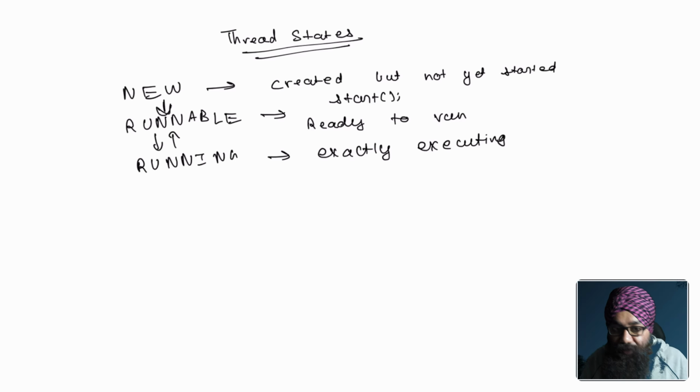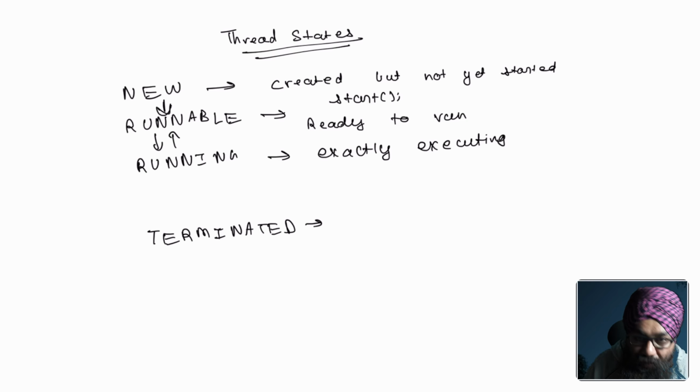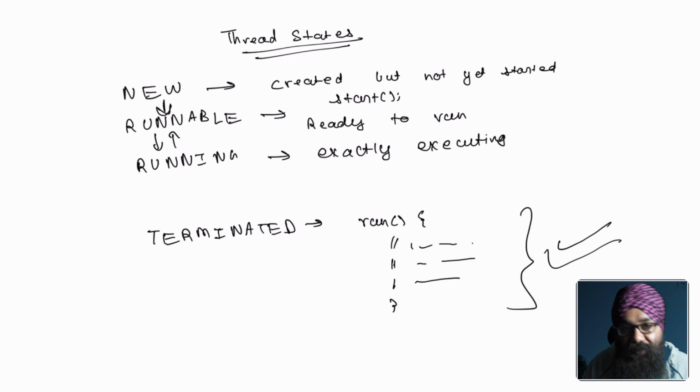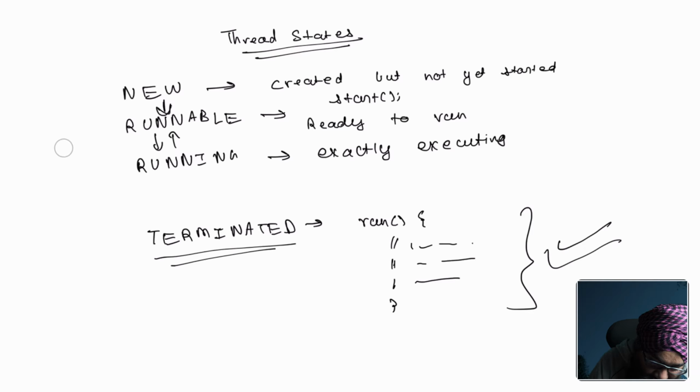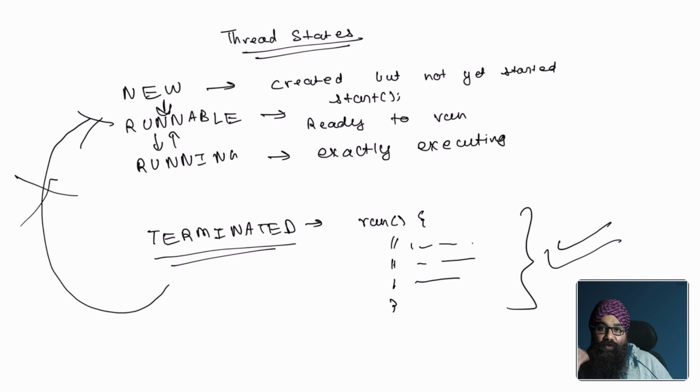When it gets completed, it is in the terminated state, which means all the instructions, all the lines of code that you had written in your run method, have completed successfully. From terminated, it cannot go back to any of these states. This is not possible. You will have to create a new thread object. Once you call start and it has executed, you cannot call start again on that thread. It will throw you an exception. It will not allow you to do it.